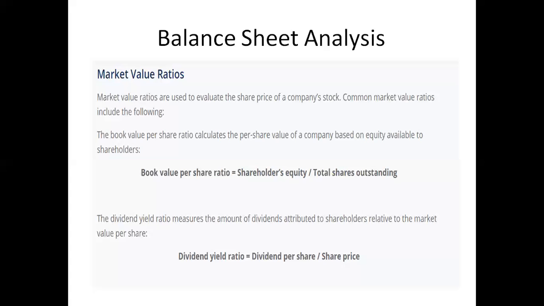Now, the dividend yield ratio. Total shares outstanding means total number of shares. The shareholders' equity is the total share capital based on the book value. Book value is the total assets less the total liabilities. Now, the dividend yield ratio measures the amount of the dividends attributed to the shareholders relative to the market value per share. The dividend yield ratio gives us the dividend per share by the market price of the share.